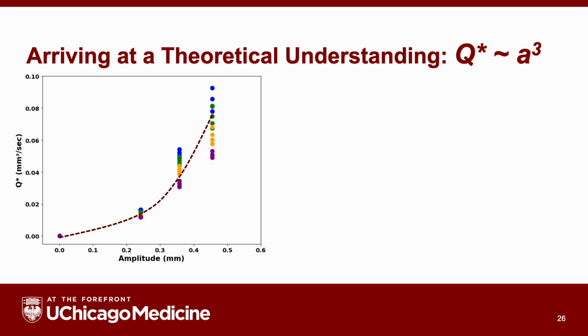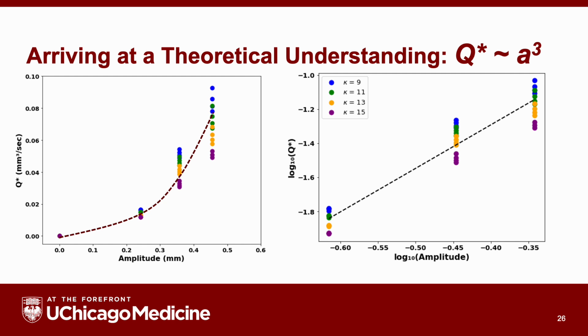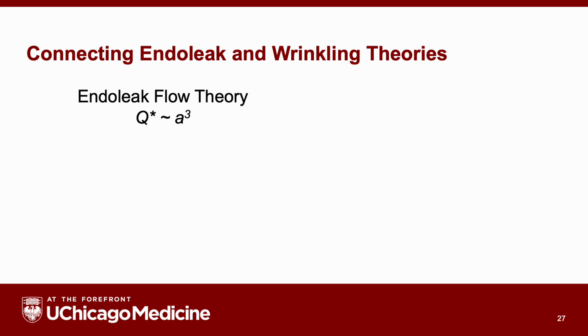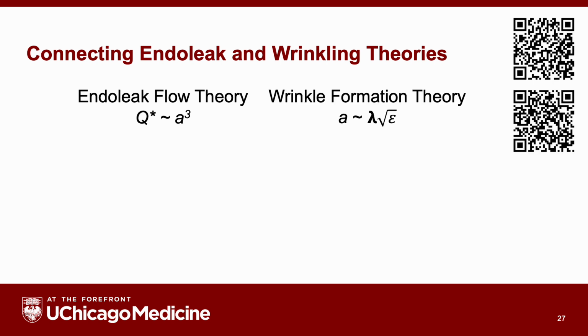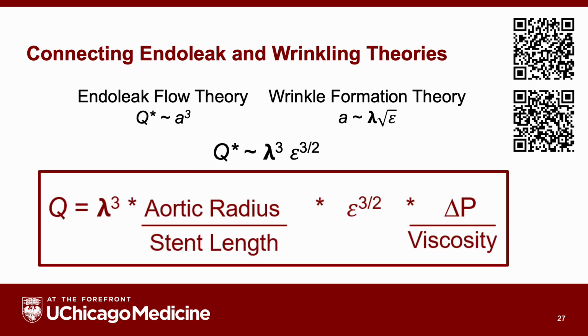The slope of the data is also consistent with a cubic dependence on the amplitude, which further suggests that the flow through the gap scales cubically with the amplitude and linearly with the pressure gradient. Now, by linking back to the connection between amplitude, wavelength and oversize, we can specifically develop a quantitative relation that describes how the flow depends on wavelength, oversize, pressure, and viscosity.